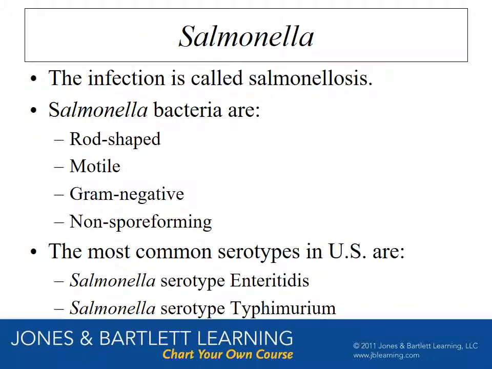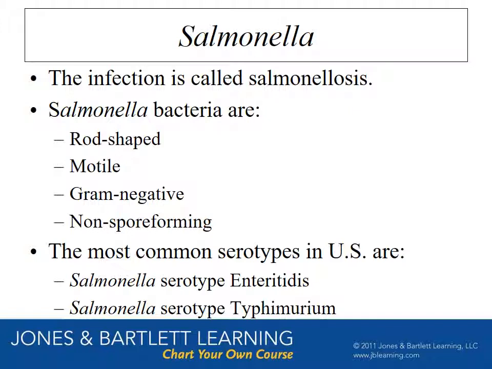Salmonella is an infection that results in the disease salmonellosis. These bacteria are rod-shaped, they can move around, they have characteristics of the surface of their cell that indicate that they're gram-negative, and they're non-spore forming. And non-spore forming bacteria are more vulnerable to heat and inactivation procedures.